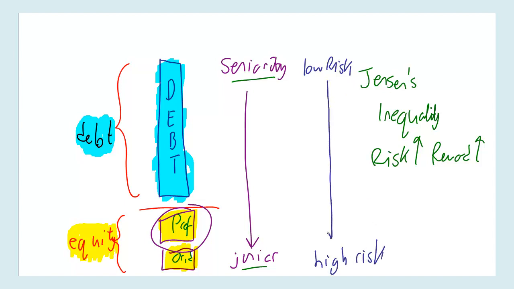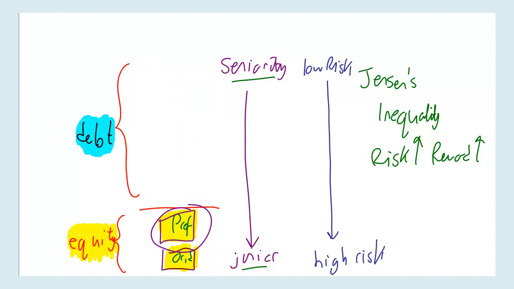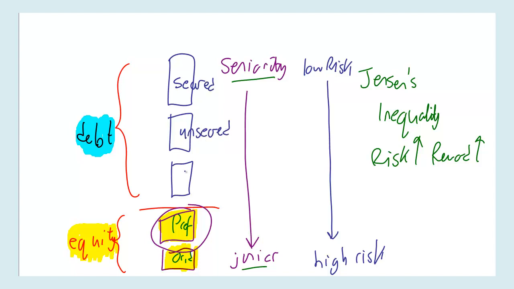So we start at the top, the most senior debt here. This would be senior secured debt, which is probably better if I make this a bit neater. I'll break the debt up into three lumps. So we've got secured debt, unsecured debt, and subordinated debt here. Now they're all debt, they're all bonds.